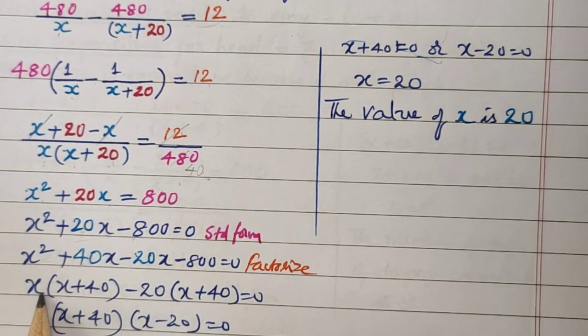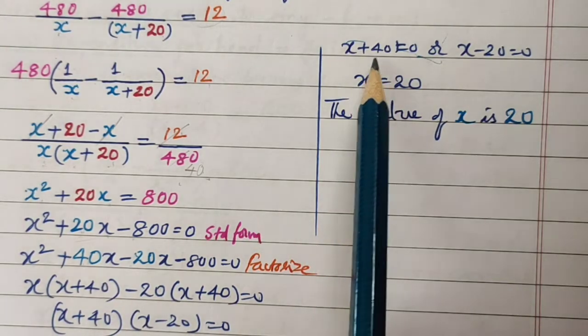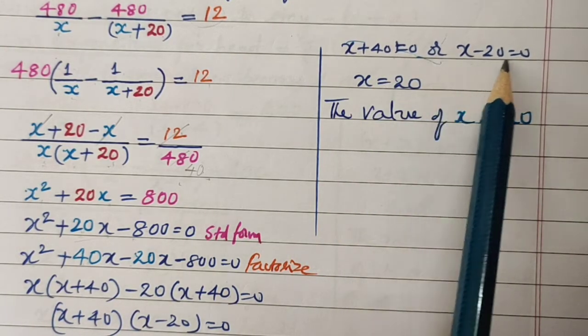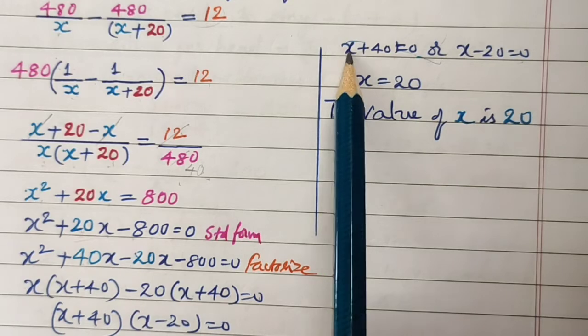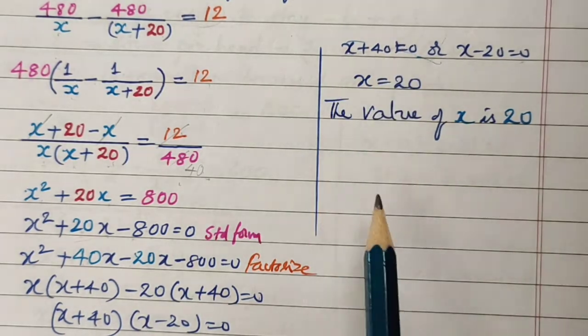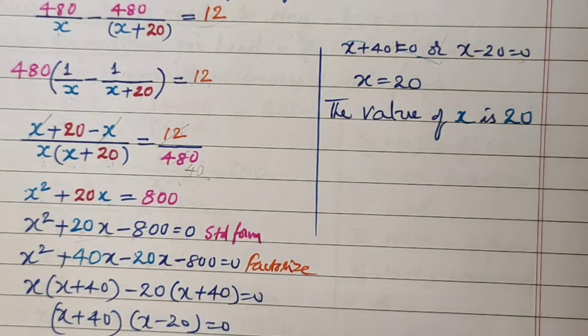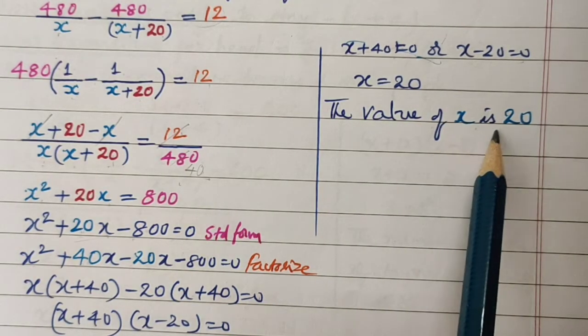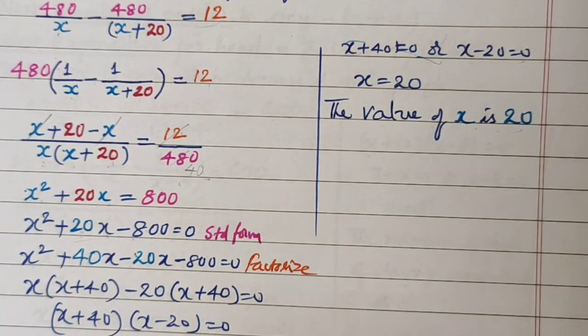Take out x as common, x plus 40, minus 20 is common, x plus 40. Then x plus 40 into x minus 20 is equal to 0. Then x plus 40 is equal to 0 or x minus 20 is equal to 0. So we are neglecting this, because minus 20 cannot be the number of children, which cannot be negative. The value of x is 20. That is, the original number of children is 20.